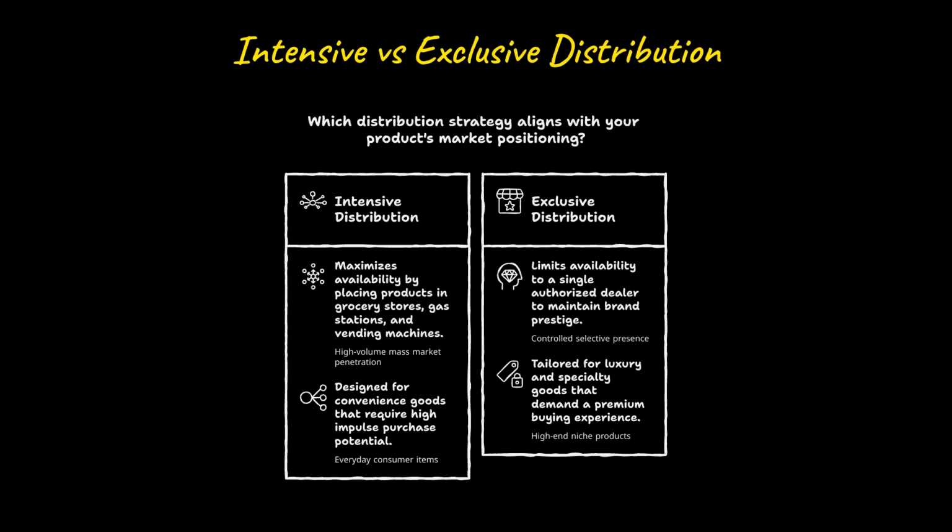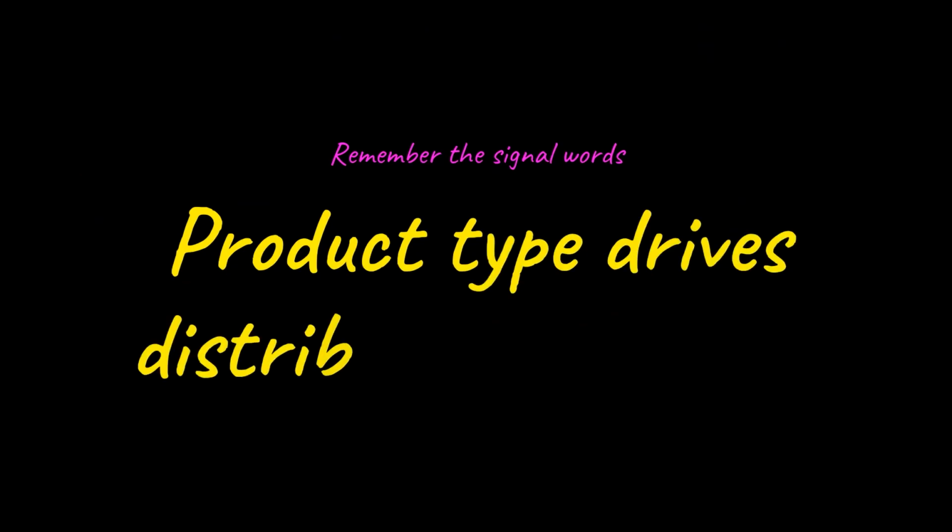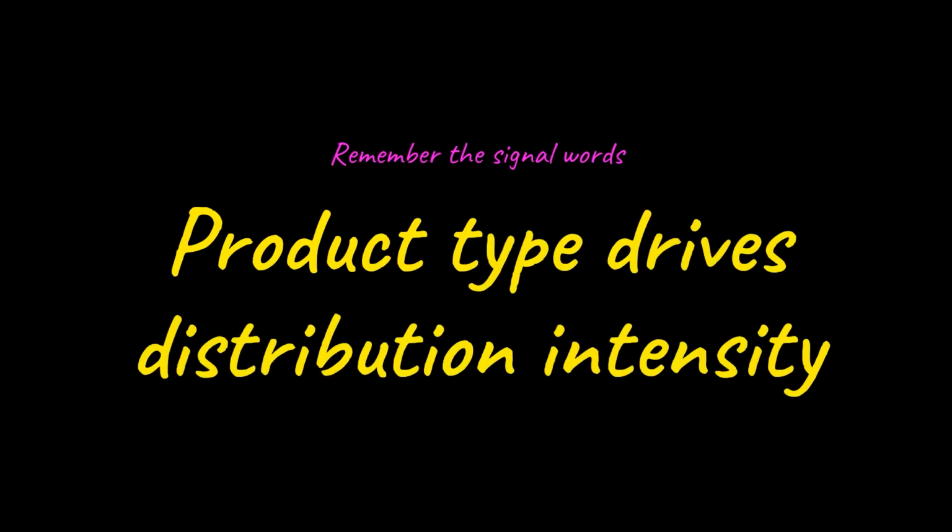Intensive and exclusive distribution are opposites by design. One maximizes reach, the other protects prestige through scarcity. When reading a scenario, look for the signal words. Available everywhere points to intensive. Limited retailers points to selective. One or few outlets points to exclusive. Note that this is separate from the direct versus indirect channel decision entirely.